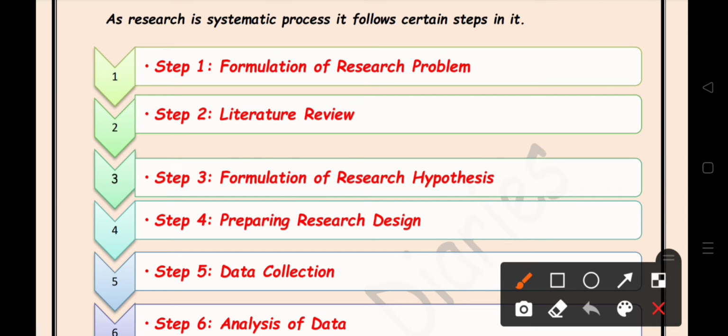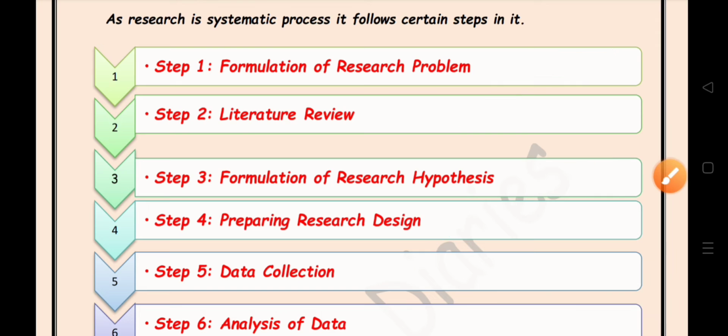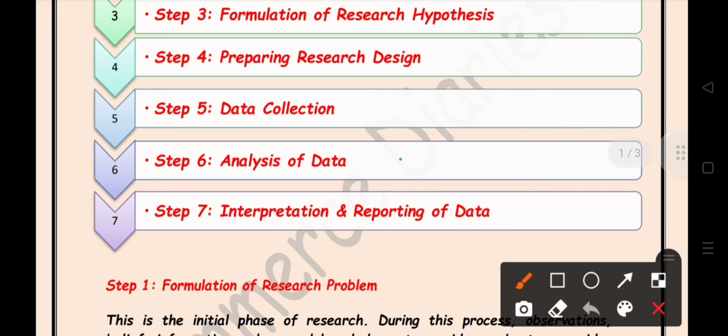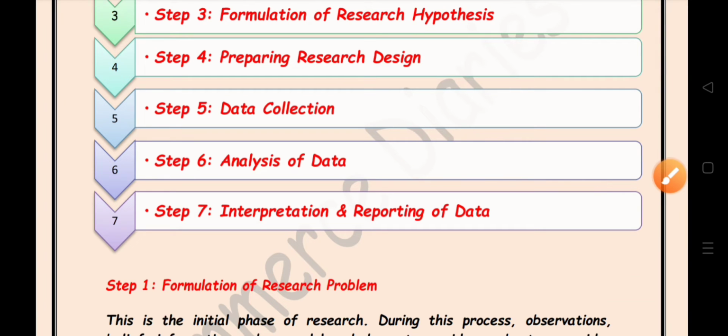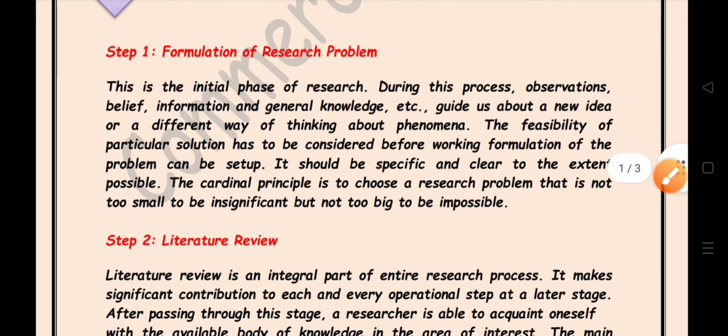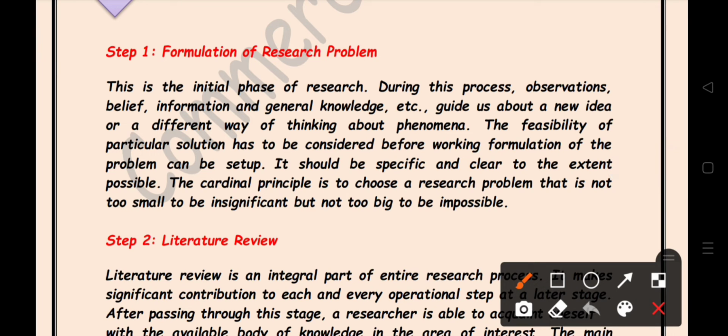The first step is formulation of the research problem. Second, literature review. Third, formulation of the research hypothesis. Fourth, preparing the research design. Fifth, data collection. Then sixth, analysis of the data. Seventh, interpretation and reporting of the data. Now let us discuss each and every step in detail.